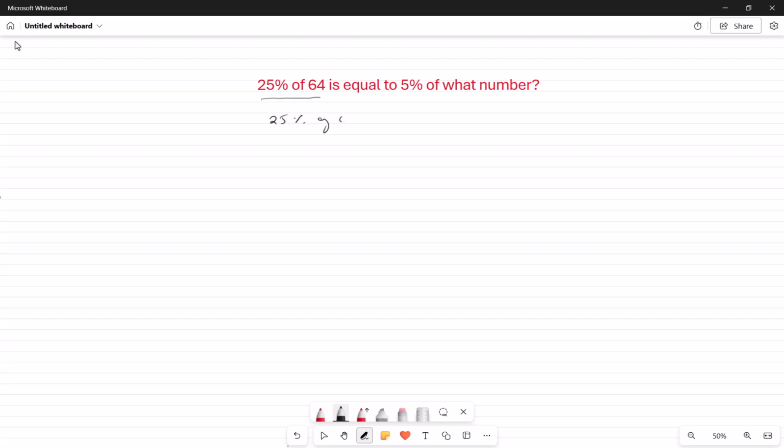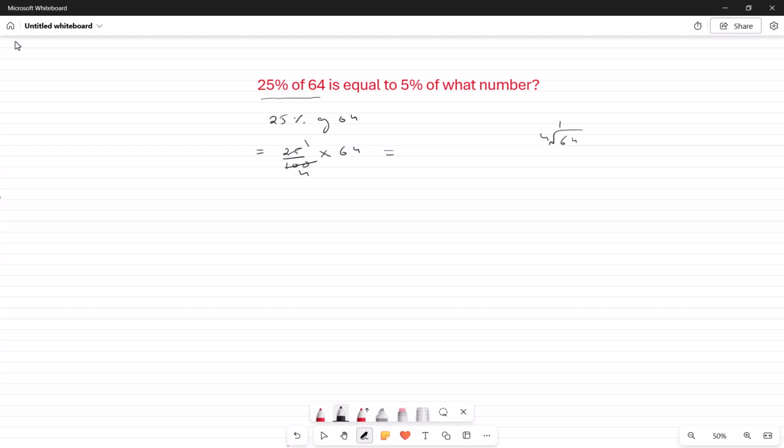25% of 64 equals 25 percent out of 100. So we can just say divided by 100, and then "of" we can convert to multiply. That's what it means. And then 64. So this just becomes 25 times 1 is 25, 25 times 4 is 100. And then let's divide 64 by 4. So we can just quickly divide 64 by 4.